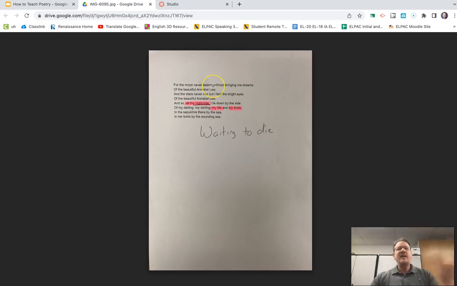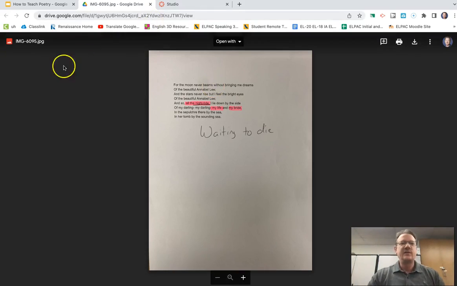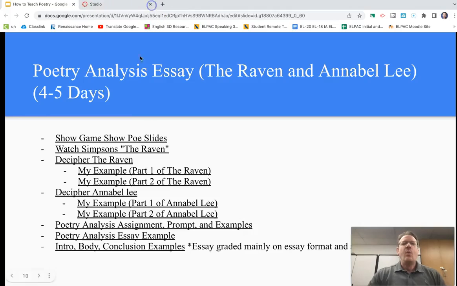So anyway, that's what I established with the students. Again, the purpose is that what's going on at the time of the poet's life has an influence over the poetry at that time. So analyzing The Raven and then looking at the difference with Annabel Lee. So anyway, that being said, we're done with that. That takes day one.